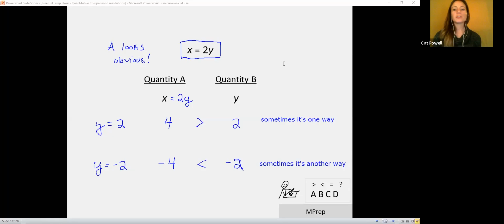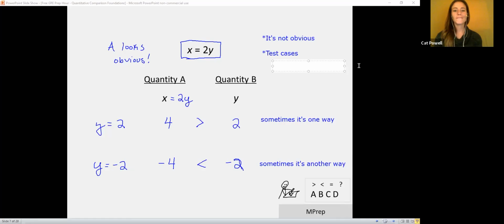Here's the core process for QC. It's not going to be obvious, so we're going to need to test cases. When I'm testing cases, when I'm plugging in numbers, what am I trying to do? Like, what did I do here? If I say, okay, I know it's not obvious, I'm not going to jump to conclusions, I'm going to start testing some numbers. What's my goal?